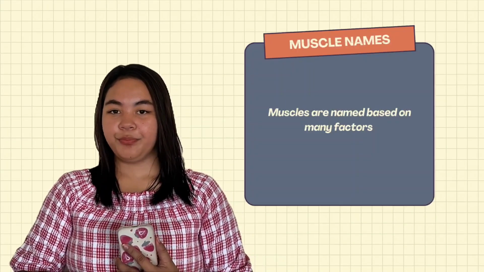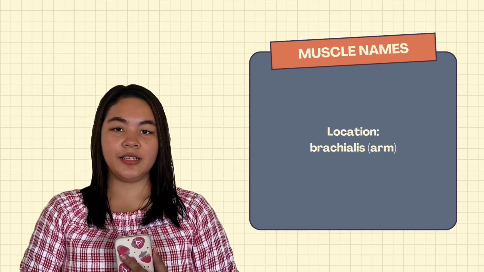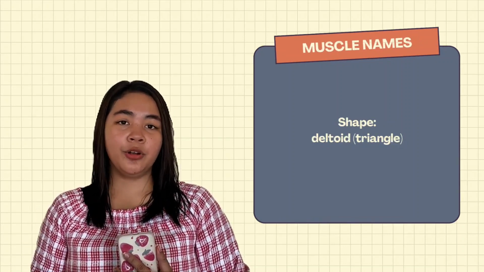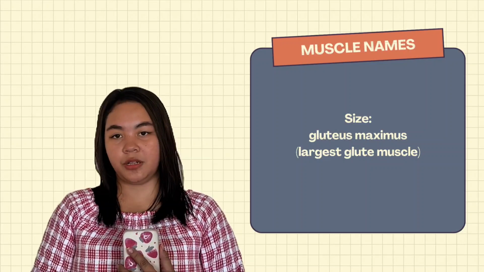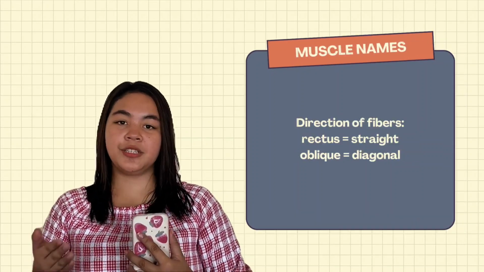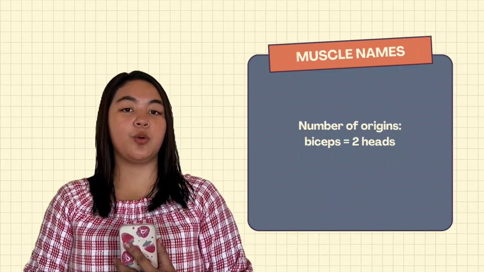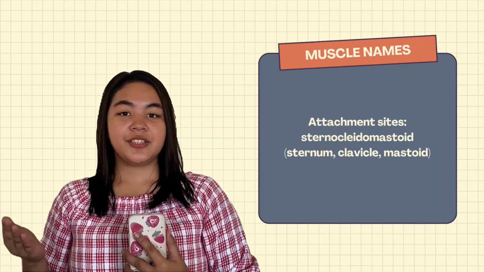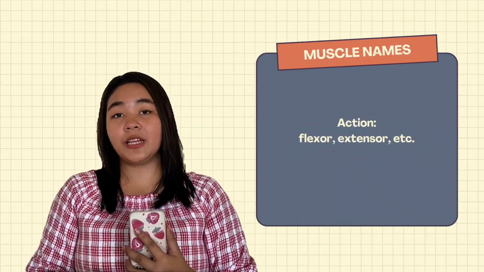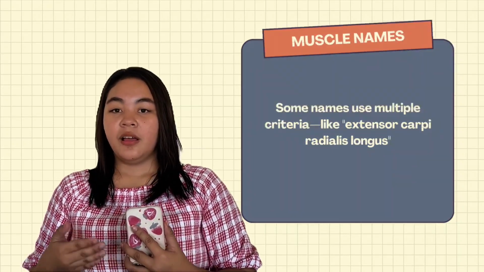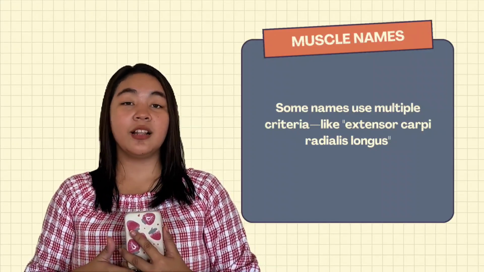Muscle naming criteria. Muscles are named based on many factors. For example, location: brachialis, or arm. Shape: deltoid, or triangle. Size: gluteus maximus, the largest gluteal muscle. Direction of fibers: rectus is straight, oblique is diagonal. Number of origins: biceps means two heads. Attachment sites: sternocleidomastoid, or sternum, clavicle, mastoid. Action could be flexor, extensor, etc. Some names use multiple criteria, like extensor carpi radialis longus.